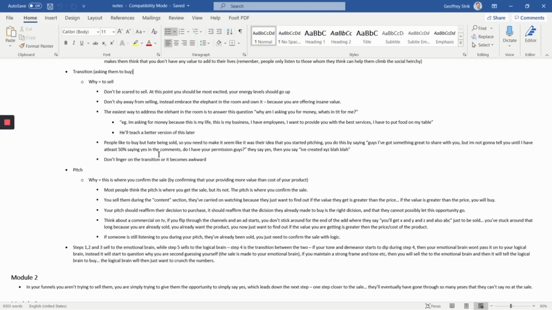While step 5 sells to the logical brain. Step 4, the transition, is simply the transition between the two brains, right? If your tone and demeanor start to dip during step 4, then your emotional brain won't pass it on to your logical brain. Instead, your prospects will start to question why you're second guessing yourself. The sale is made in your emotional brain. If you maintain a strong frame and tone, then you will sell to the emotional brain, and then it'll let the logical brain buy. The logical brain will then just want to crunch the numbers.